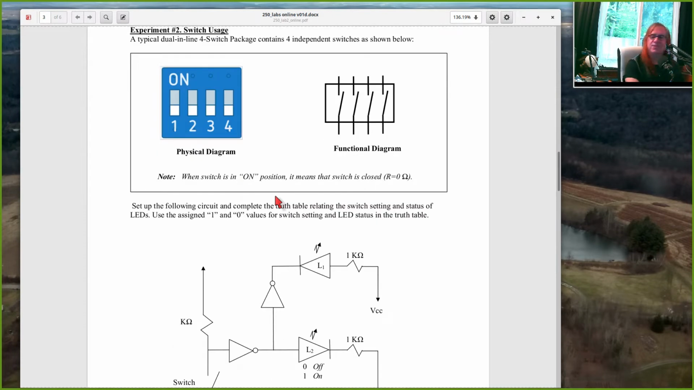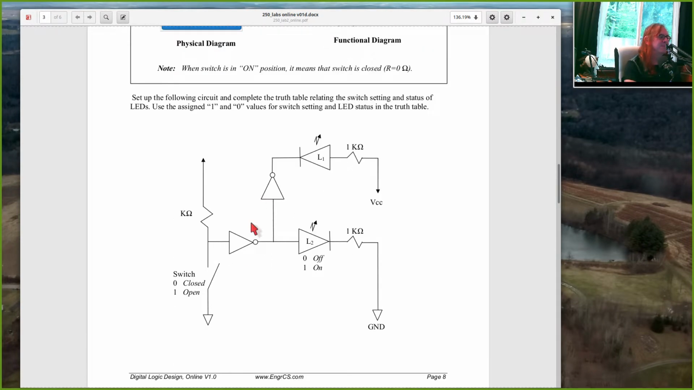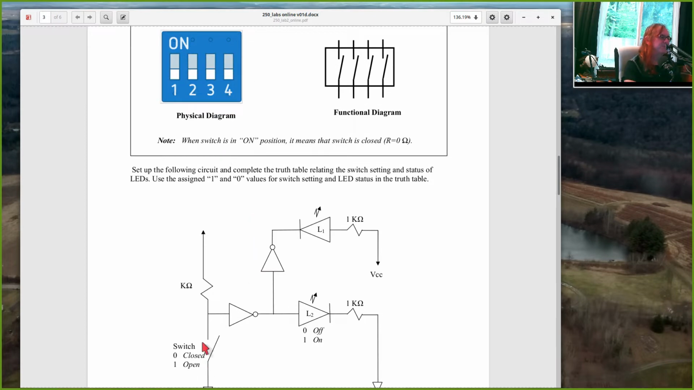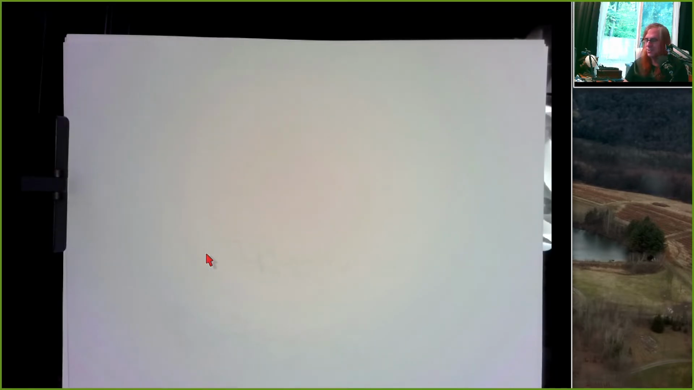All right, experiment 2. Same idea, right? You've got to tell the person what your circuit was that you were building and observing. So your goal is to build this circuit using this switch block, and you know, pick one of these switches to represent this switch. And so here again, this is an inverter, this is an inverter. If we think about what this will do, if the switch is open, or if the switch is closed, let's make a truth table.